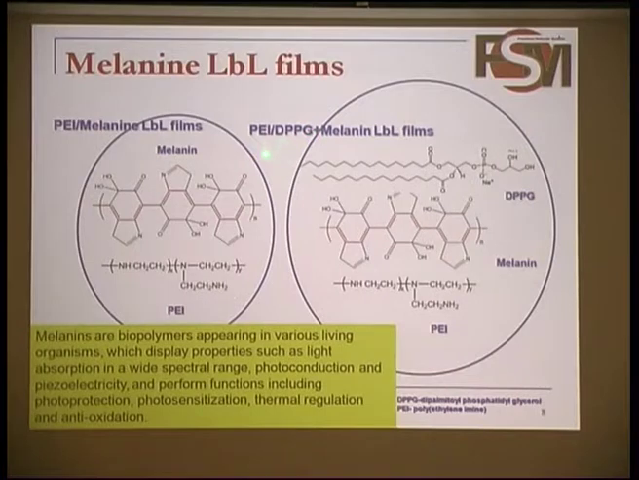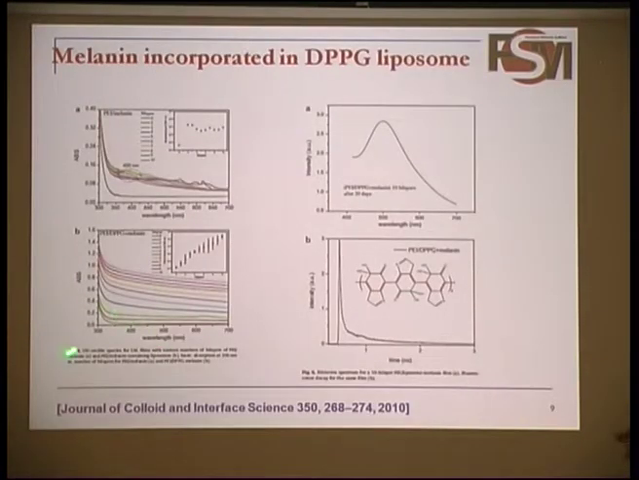So we tried to encapsulate melanin in DPPG and prepare films with that. In this case, we observe that these films grow practically linearly, and after 20 days these films present emission spectra. So melanin keeps its properties, and we can also observe fluorescence decay in these films.